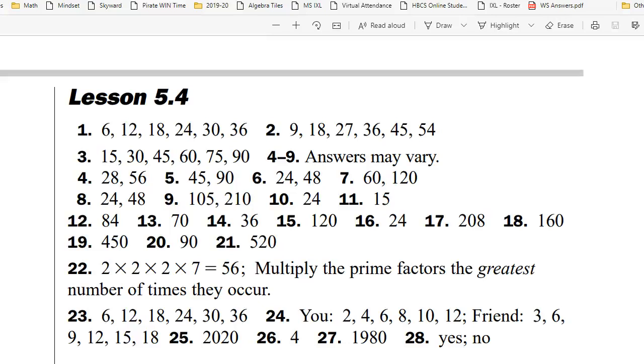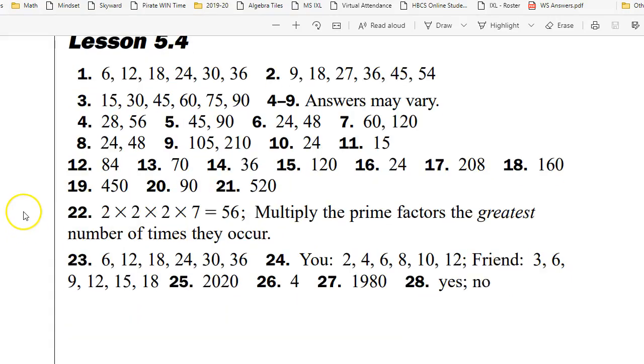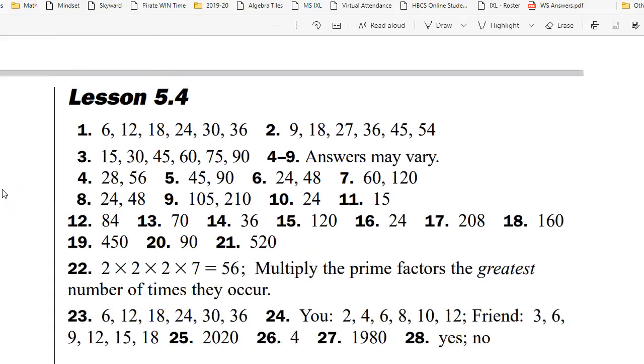All right, you can have out your 5-4 worksheet, pause the video, and you can look over the answers to see how you did on it. All right, and then on the back side, I think we did number 25, correct? All right, for number 25, we're going to kind of talk through these ones.